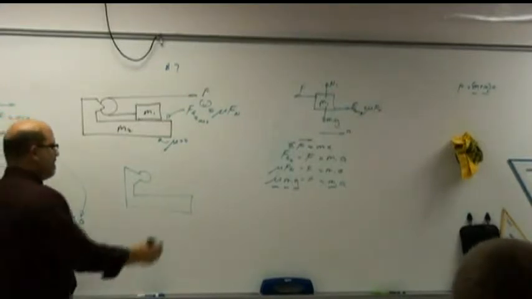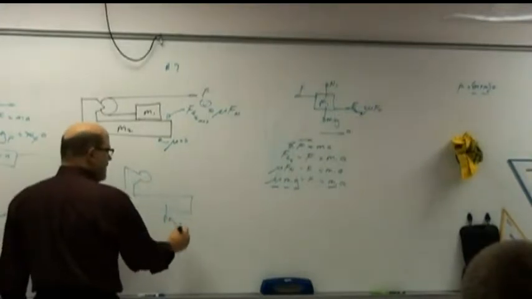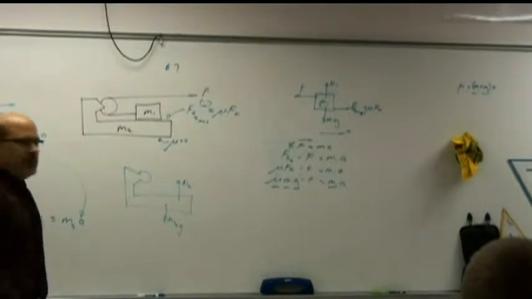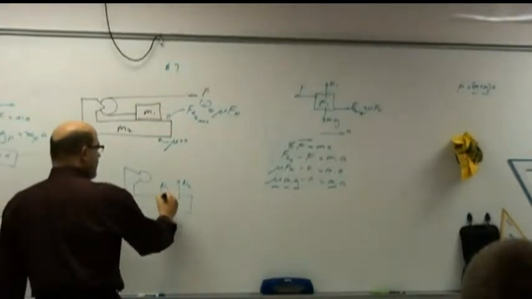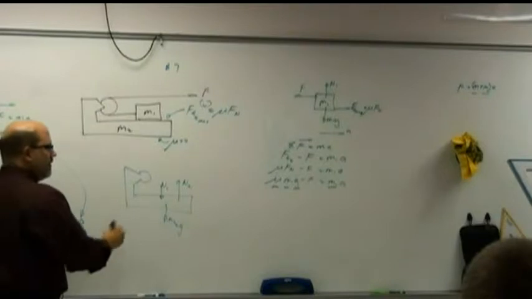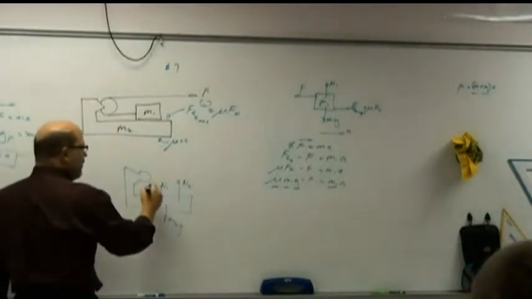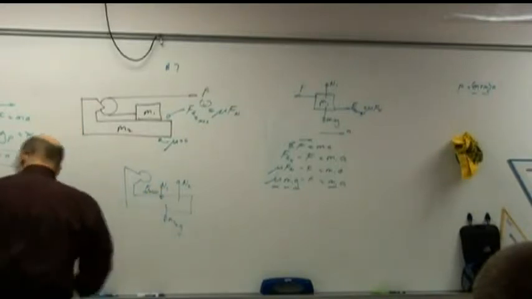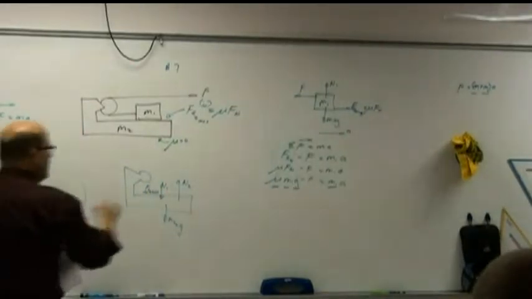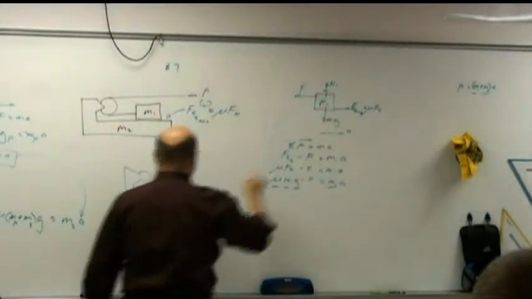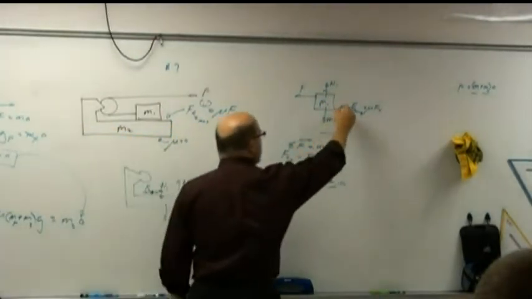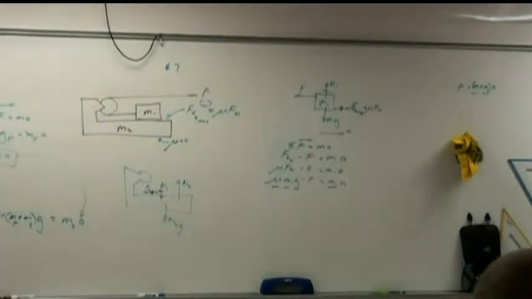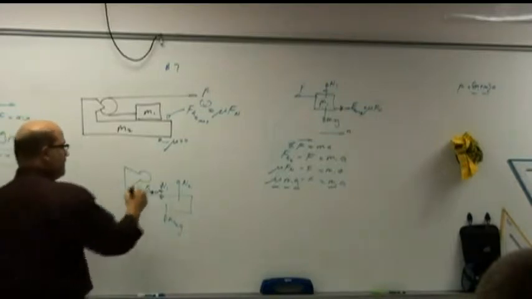Label. Weight of the thing, M2G. Normal from the ground, normal 2. And normal from the mass, normal 1. Max static friction to the left. Okay, we got our static friction from that one. Force, friction, static, max. And let me mark these. This one and this one are the same, and this one and this one are the same. Right? They're the equal and opposite pair. Okay, what else we got? The force, the acceleration.